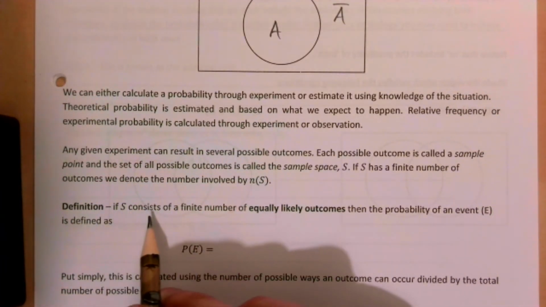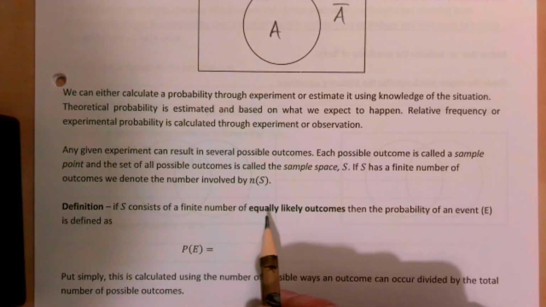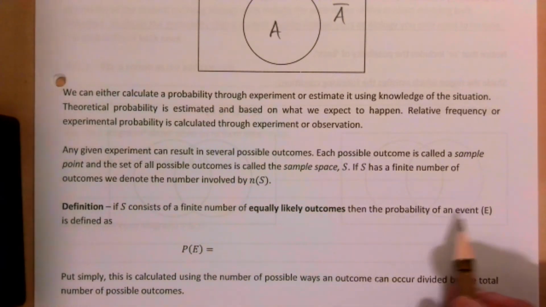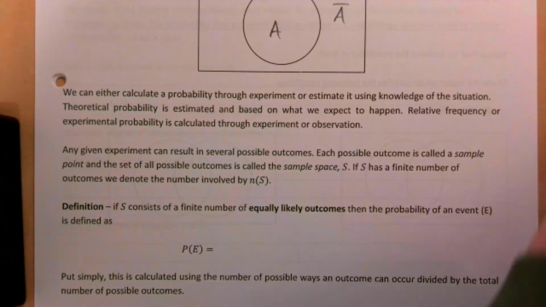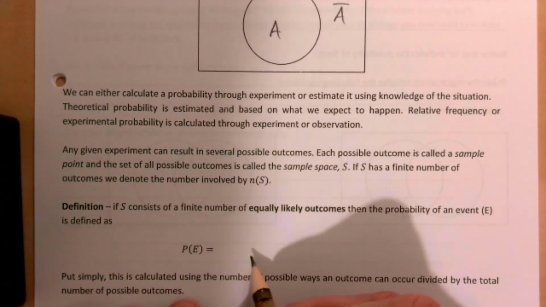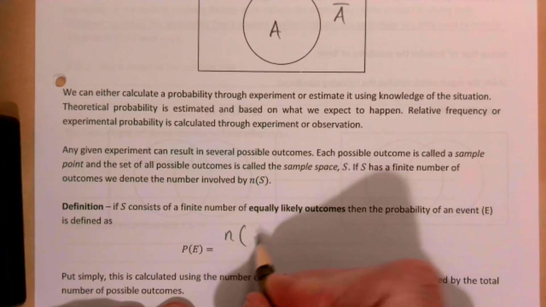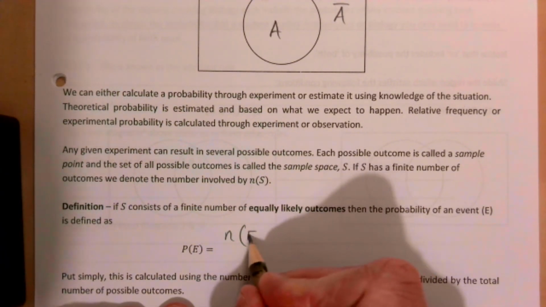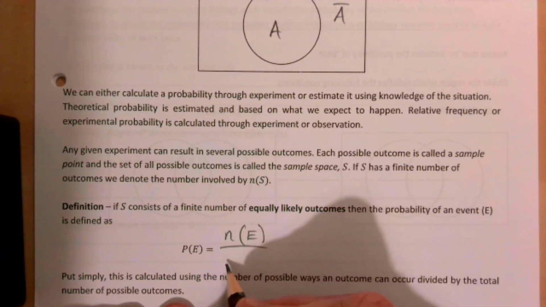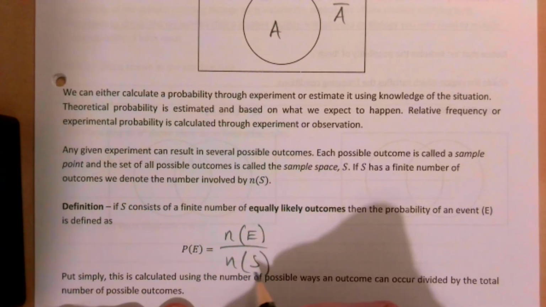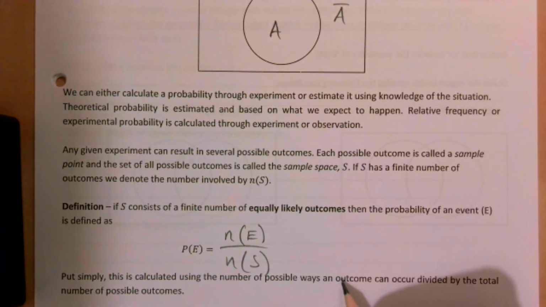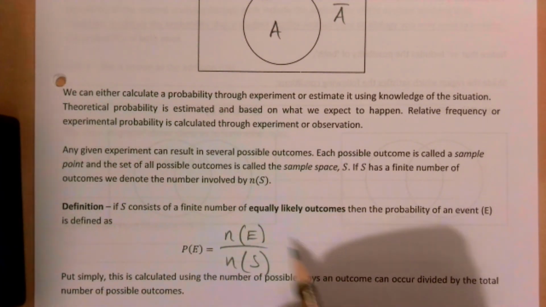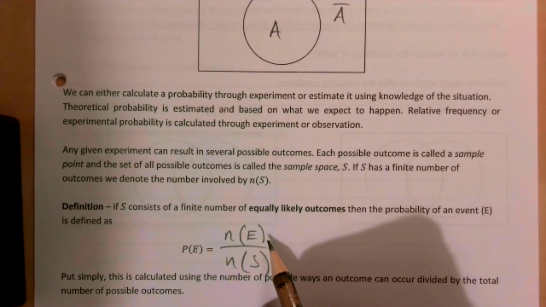If S consists of a finite number of equally likely outcomes, then the probability of an event E is defined as probability of E is n of E over n of S. Put simply, this is calculated using the number of possible ways an outcome can occur divided by the total number of possible outcomes. I mean, this looks very complicated, but it's very, very straightforward.